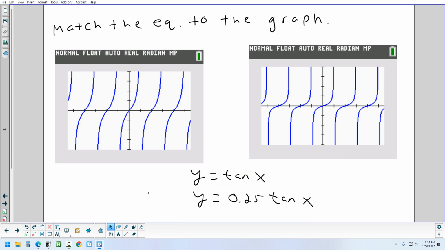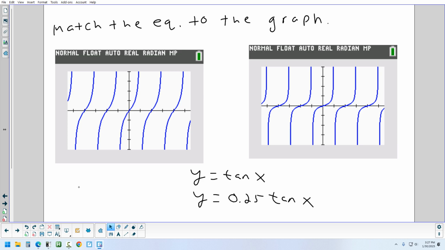Anybody think they know which one the y equals tangent x is? Is it the left one or the right one? Is it the right? How come? Because it doesn't look like it's stretched upwards. Okay. So these are the same window. I'll give you a hint. One of them is regular and one of them is squished. There's no stretch happening here. So one of them is just the regular and the other one would be compressed.